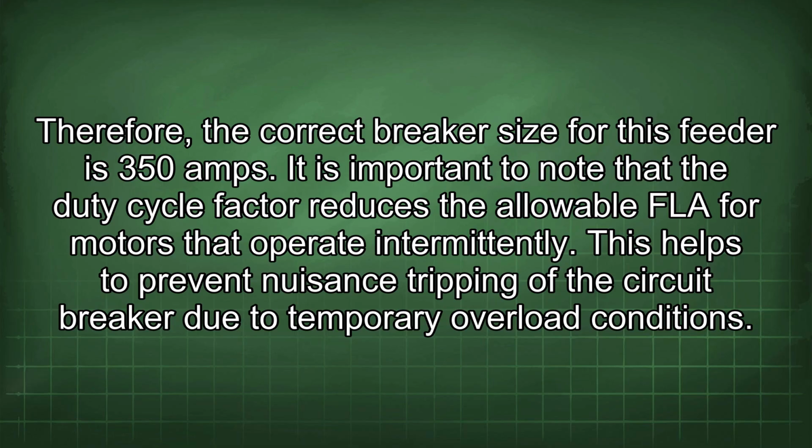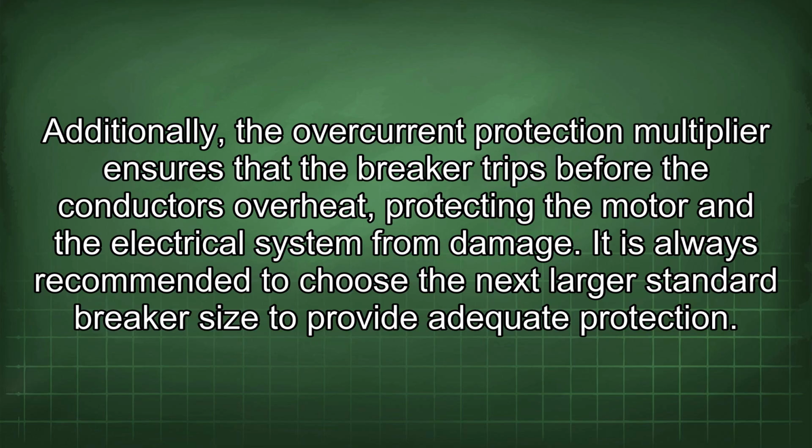It is important to note that the duty cycle factor reduces the allowable FLA for motors that operate intermittently. This helps to prevent nuisance tripping of the circuit breaker due to temporary overload conditions. Additionally, the overcurrent protection multiplier ensures that the breaker trips before the conductors overheat, protecting the motor and the electrical system from damage. It is always recommended to choose the next larger standard breaker size to provide adequate protection.